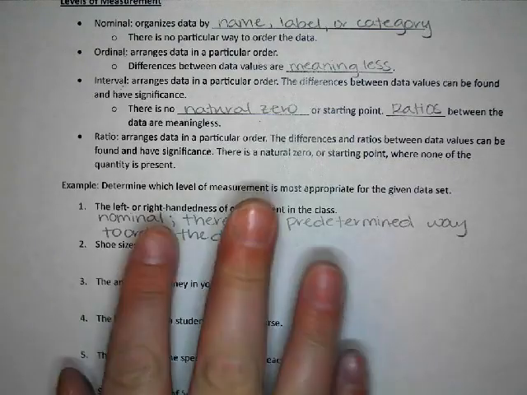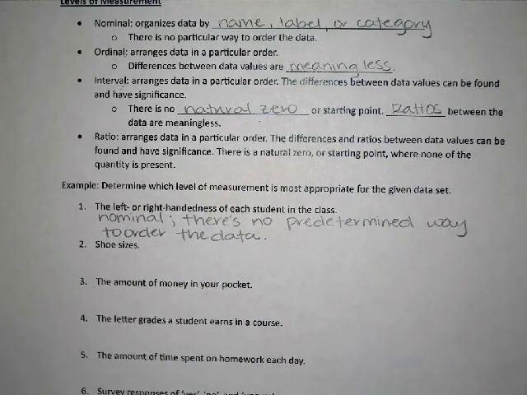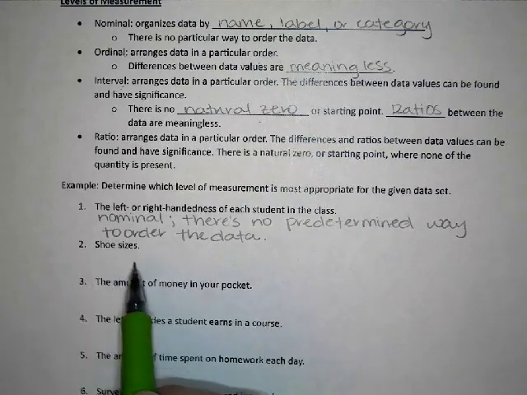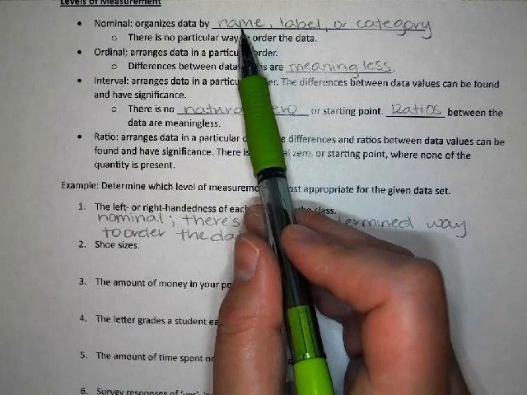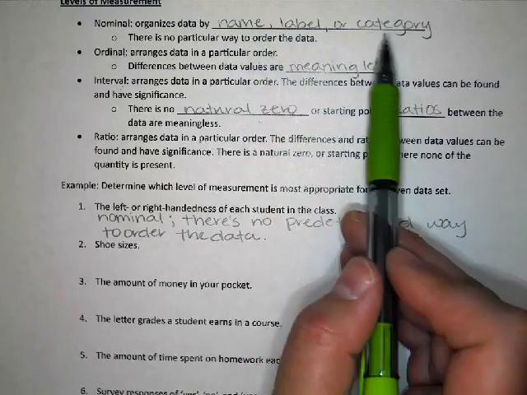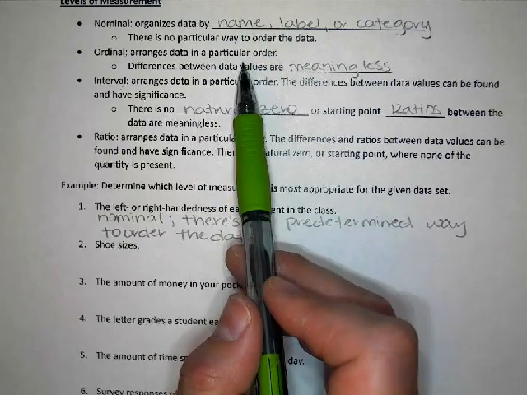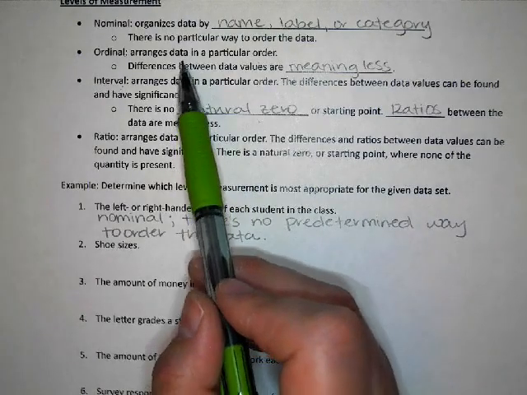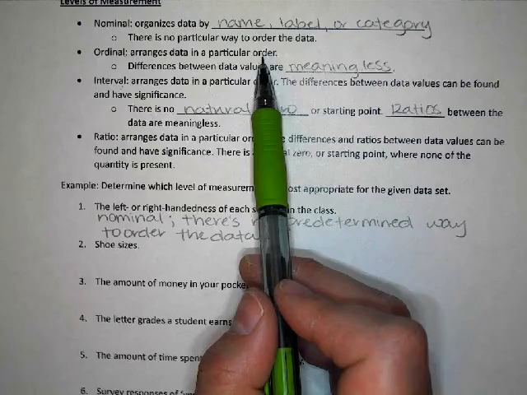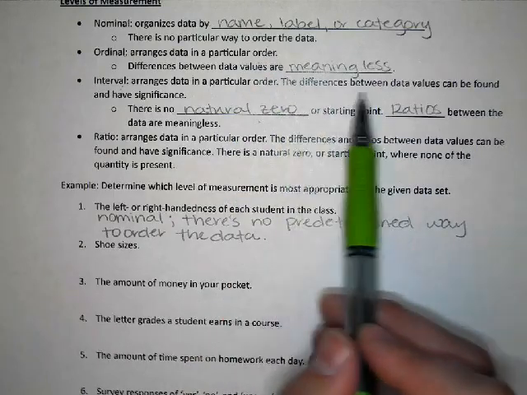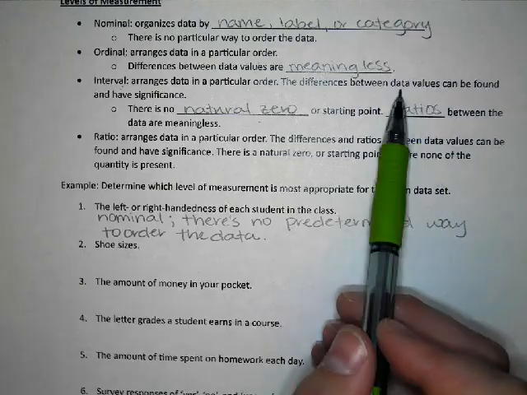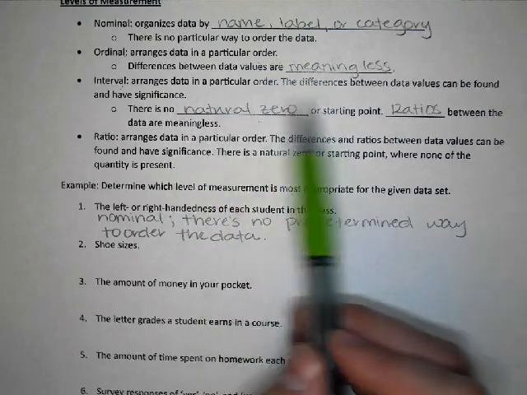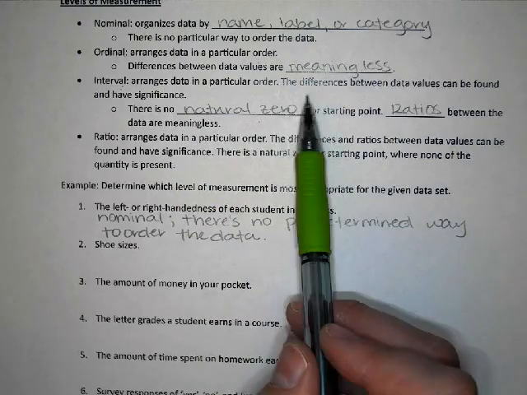All right, next we'll look at shoe sizes. So if we consider shoe sizes, we can go past the way that they're labeled because there is a particular way that you should order this data. Their shoe sizes are numerical. So you can arrange the data in a particular order. In fact, there are differences between the data values that can be found. So there's a difference between a shoe size of 7 and a shoe size of 8, and the differences between those shoe sizes have significance. So a difference between an 8 and a 9 and a 10, a 10 and an 11. There are differences that make sense.